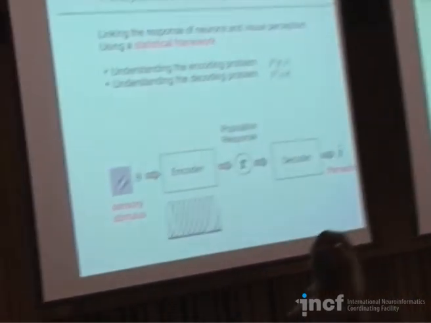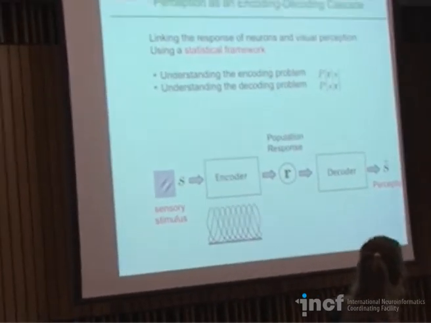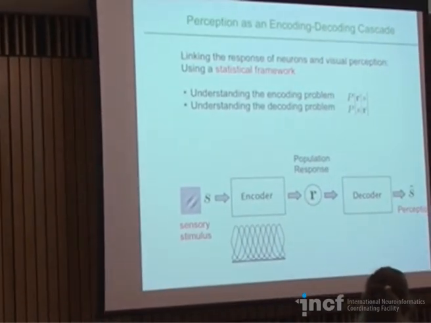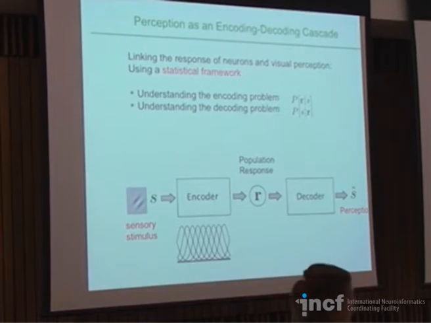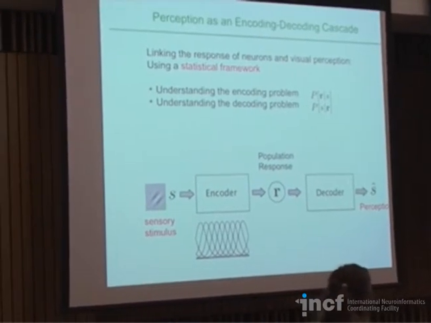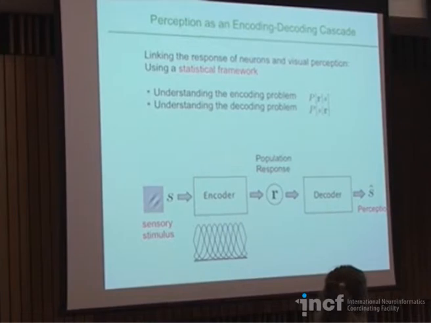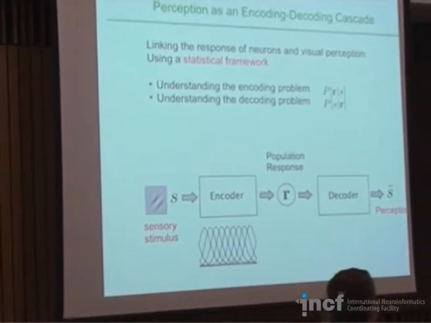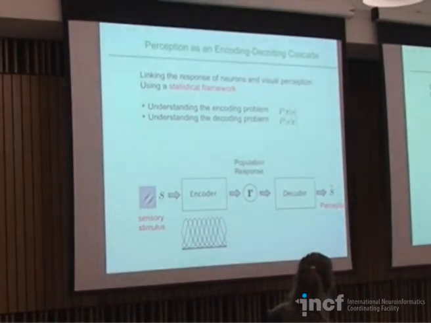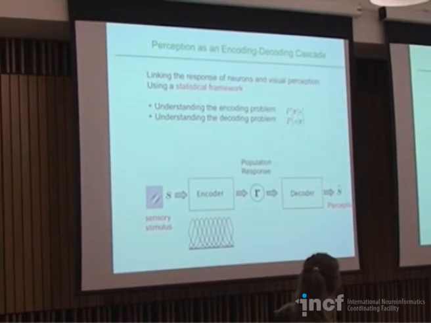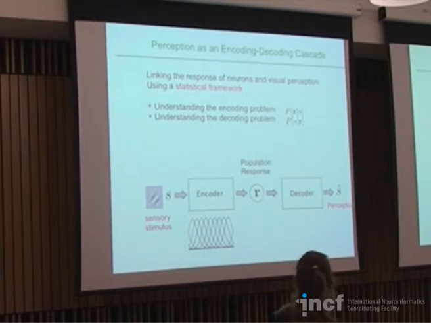So this would be the encoding stage and this is the decoding stage, and we can frame those stages in a statistical way. The encoding stage is really about describing the statistics of the responses at this stage given a stimulus, and the decoding stage is about understanding the statistics of the stimulus in the external world given the response. So trying to figure out what is the stimulus in the external world given the response in the brain.